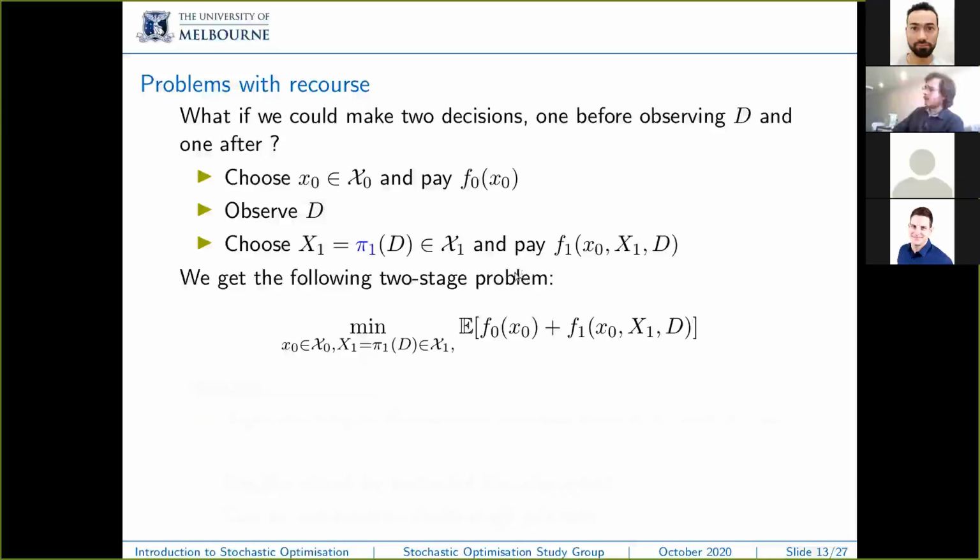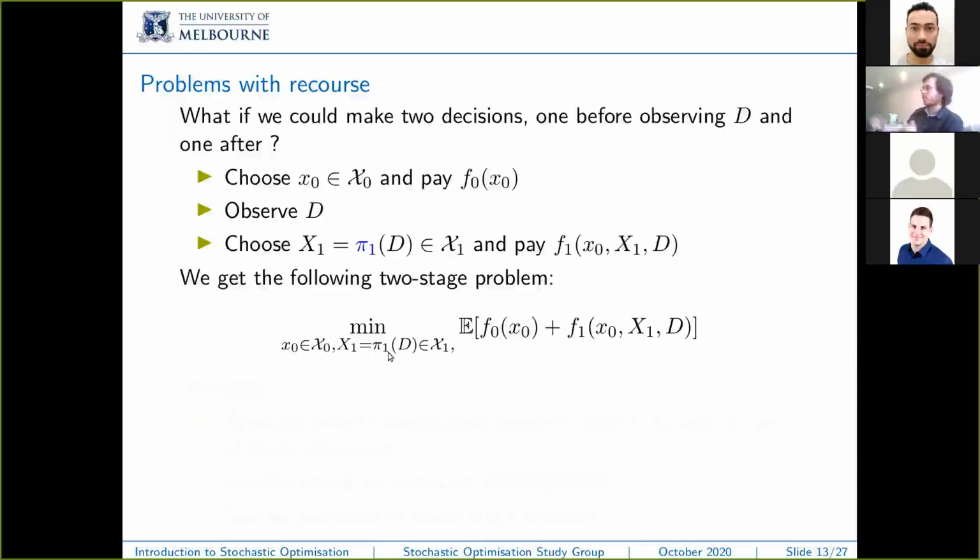Now once you write the program, you obtain what we call a two-stage problem, in which the optimization variables, the decision variables, are elements of x0, and the second decision is a function that we call a recourse function here. And it's important that it is a function because you want to represent the fact that you have information during the second decision. If you make a decision here, you don't really know the value of D when you make your decision.